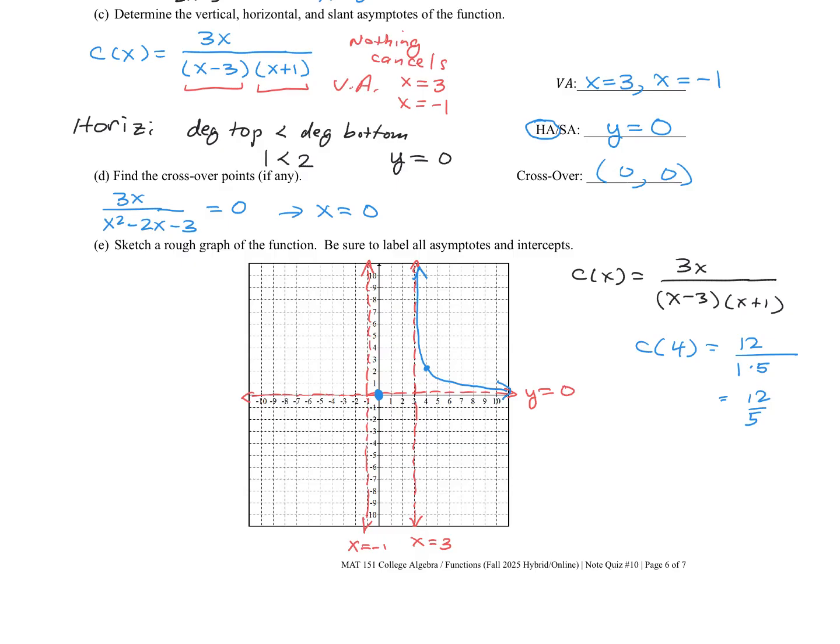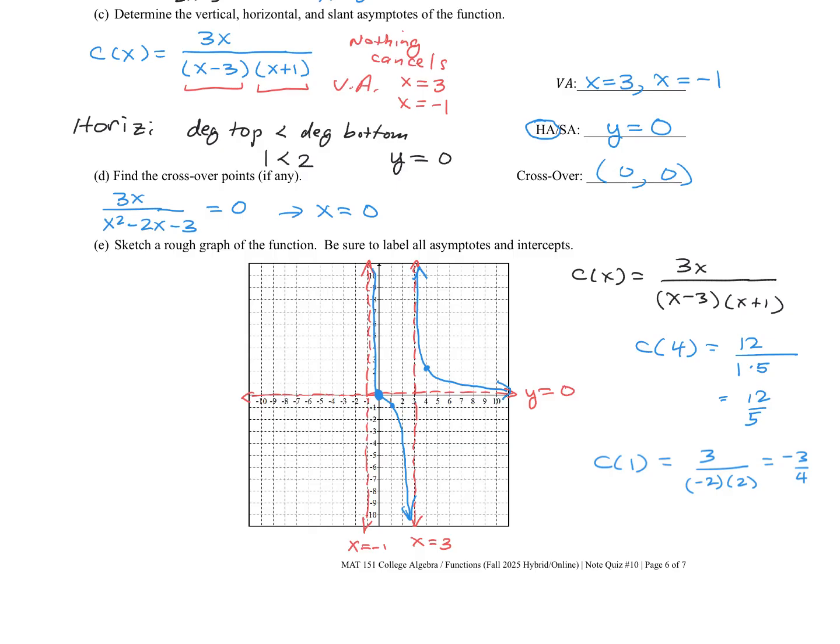All right, next up, we have another point to calculate. Let's calculate c of 1 right next to the crossover point. C of 1 gives me a 3 upstairs, gives me a -2 times a 2. That is -3/4. So when x is 1, I'm at -3/4. So it tells me that the graph must look something like this here.